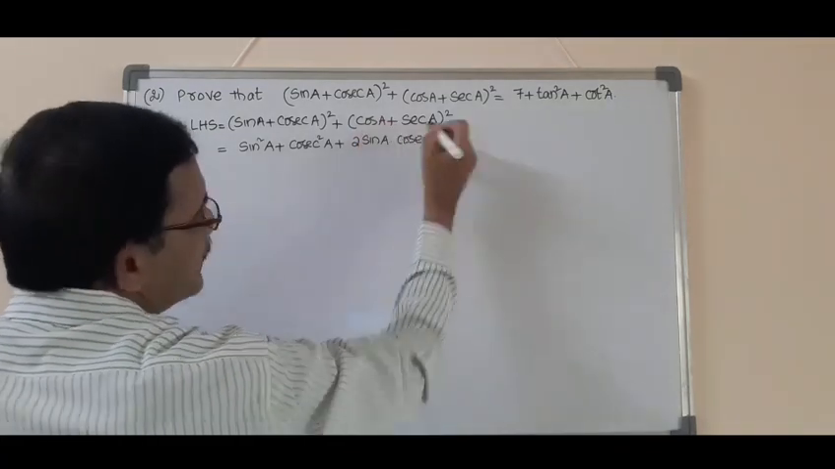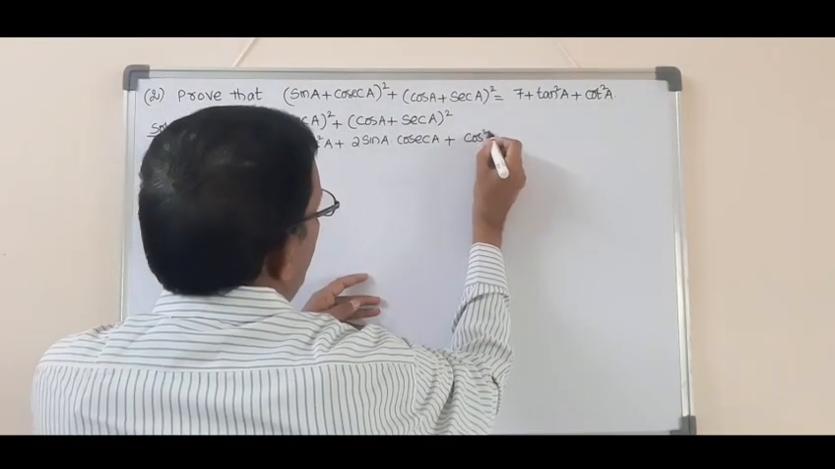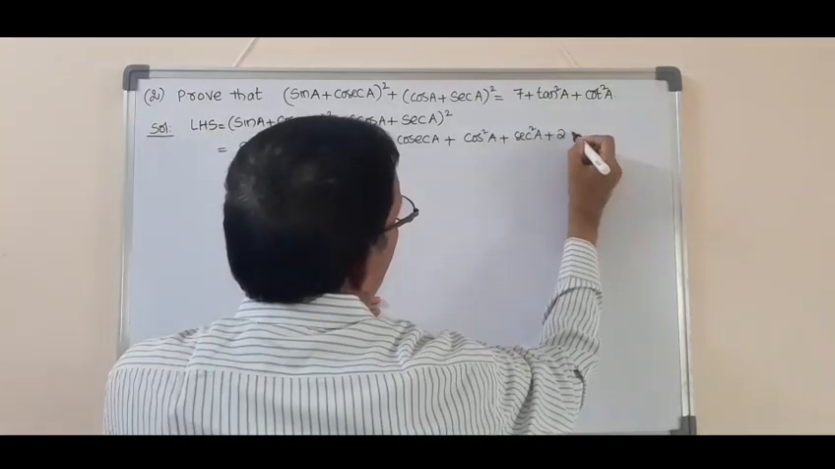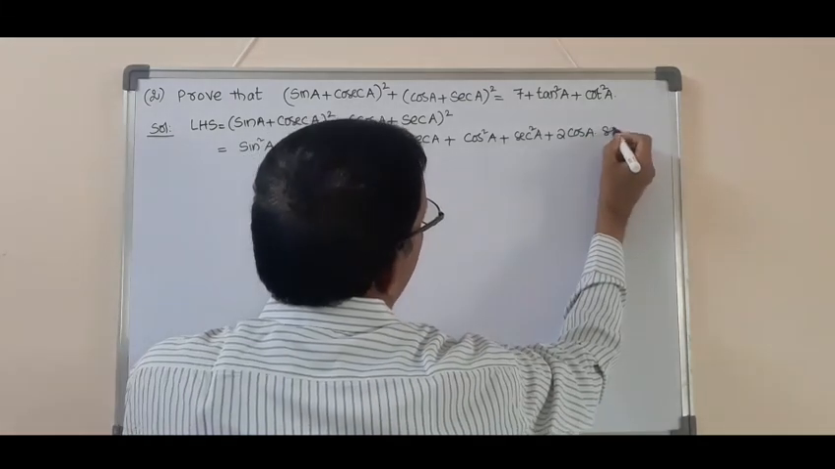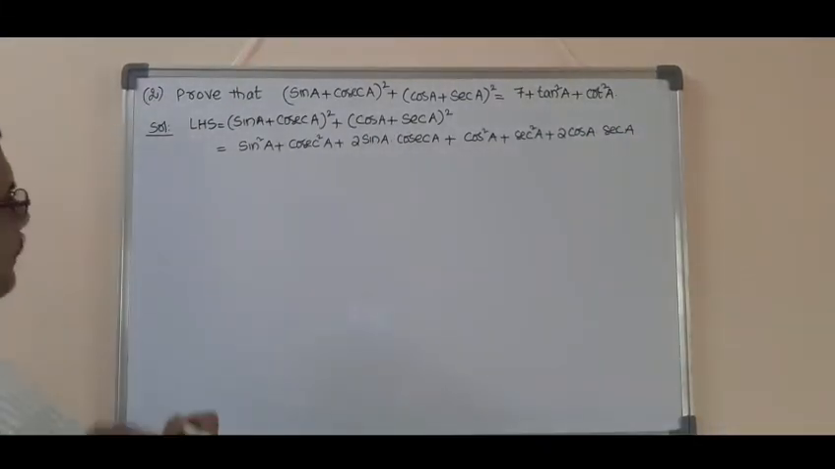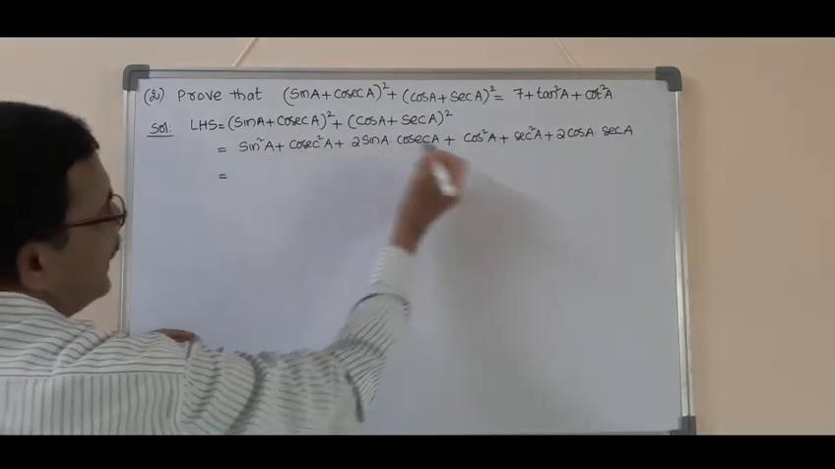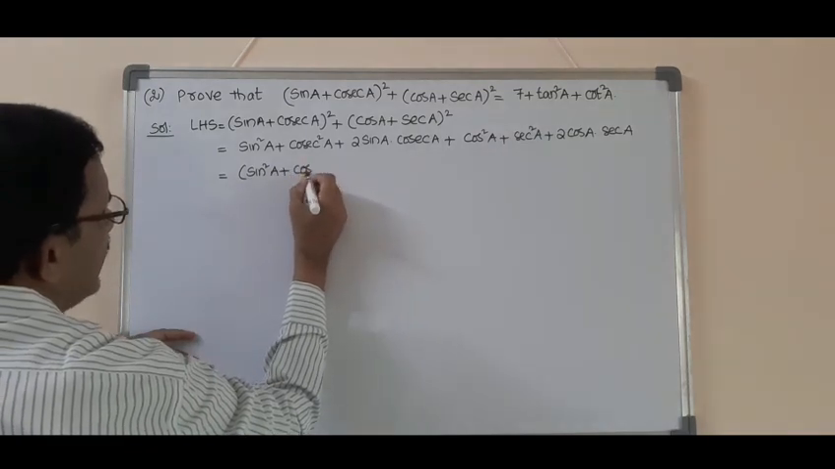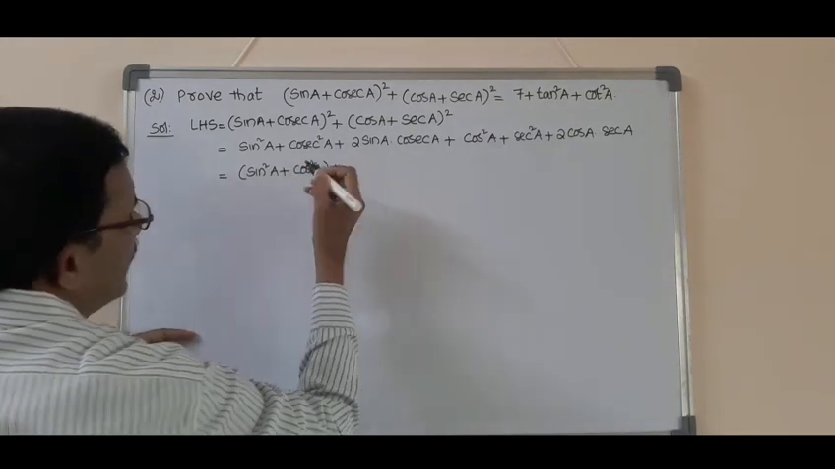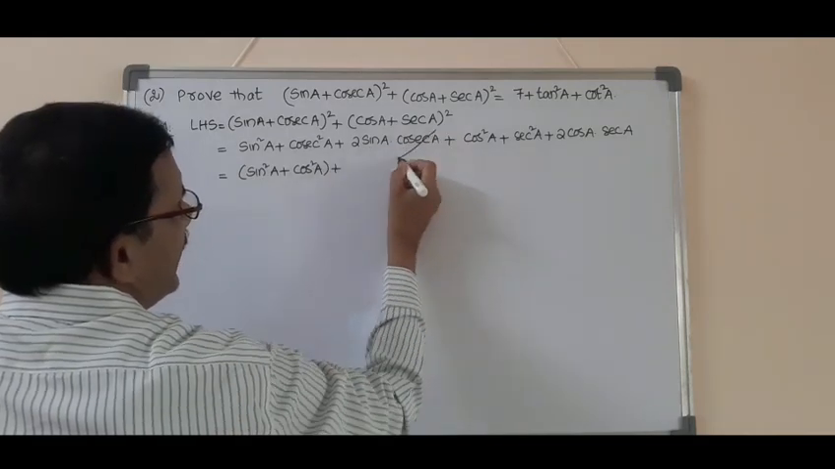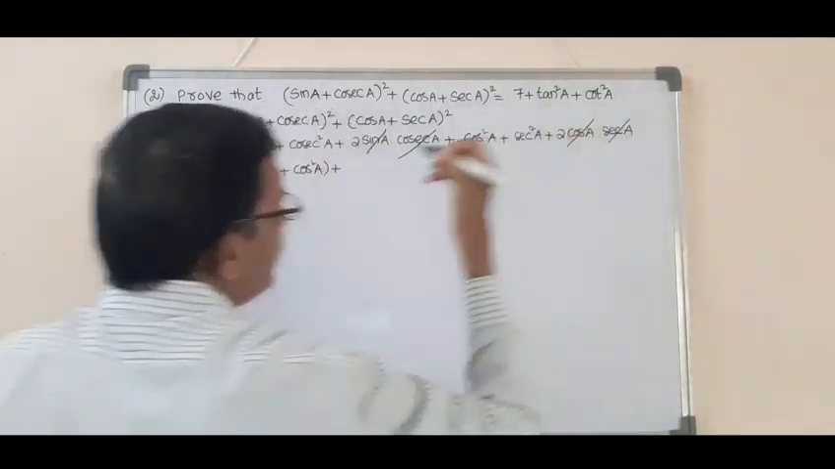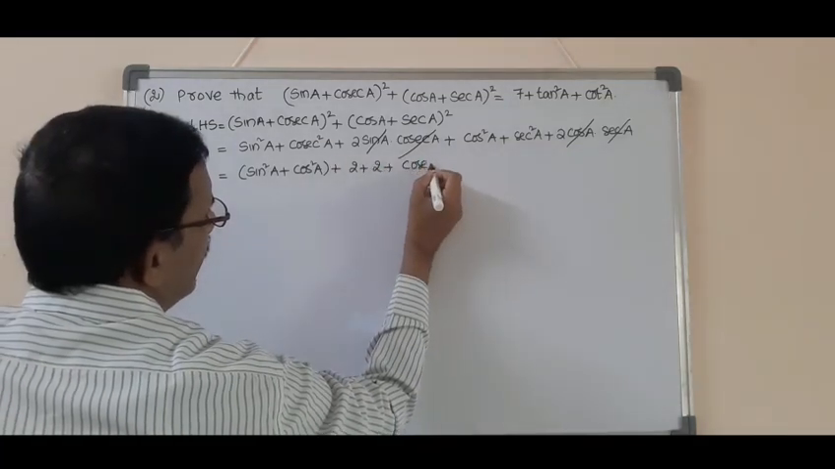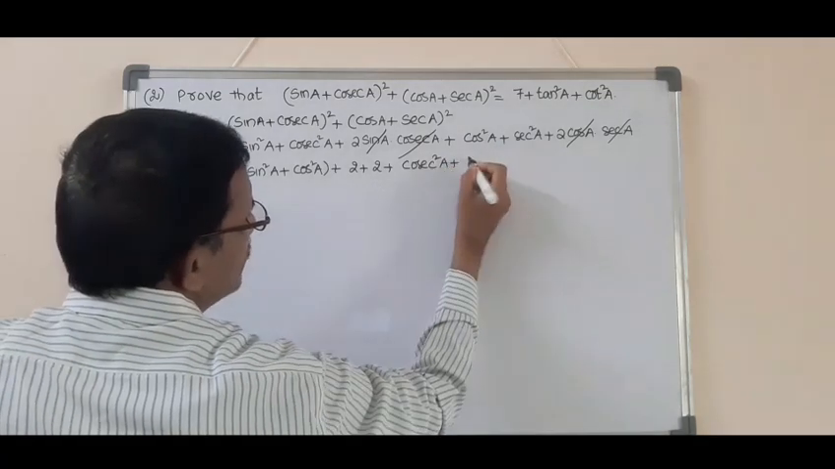Now let us expand the second one. Cos square A plus secant square A plus 2 cos A into secant A. Now I am writing sin square A plus cos square A together. Sin square A plus cos square A plus, sin A and cosec A are reciprocals. In the same way, cos and secant are reciprocals. So 2 plus cosec square A plus secant square A.